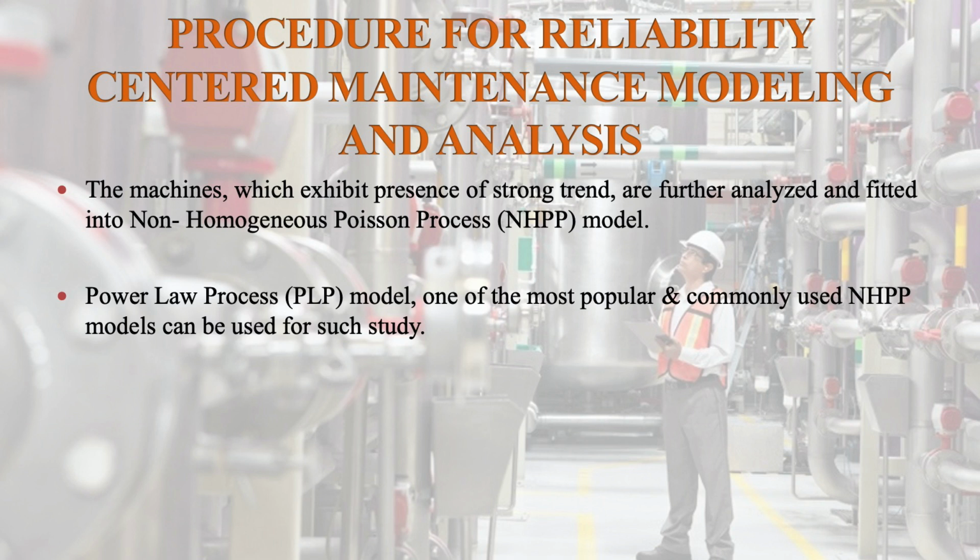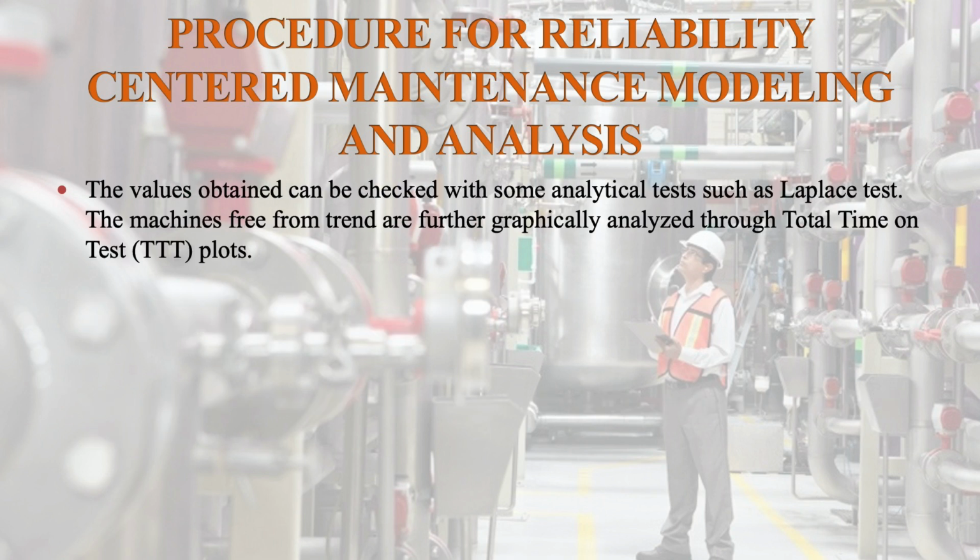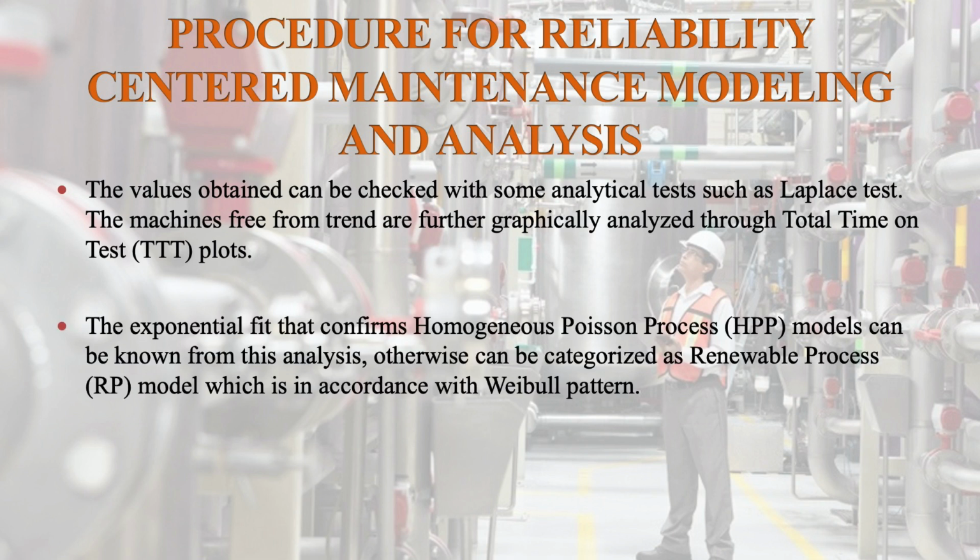Power law process model, one of the most popular and commonly used NHPP models, can be used for such study. If there is no trend, it confirms the independently and identically distributed assumptions. The values obtained can be checked with some analytical tests such as Laplace test. The machines free from trend are further graphically analyzed through total time on test, TTT, plots. The exponential fit that confirms homogeneous Poisson process, HPP, models can be known from the analysis.